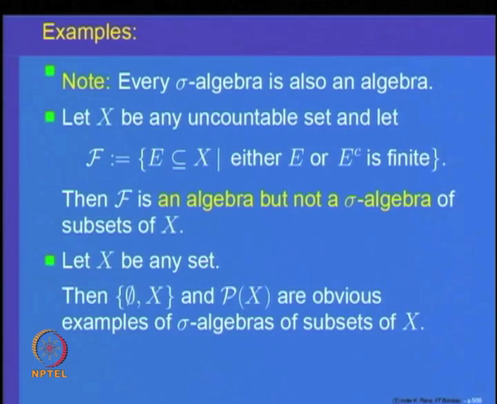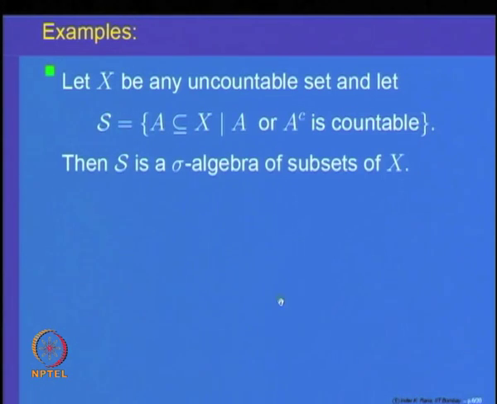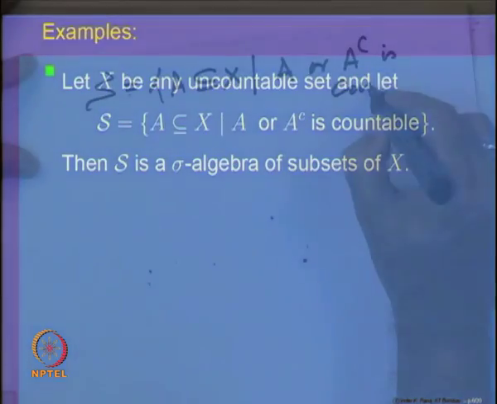Let us look at some non-trivial examples of sigma algebras of subsets of X. Let us take X an uncountable set and let us take S to be all those subsets A of X such that A or A complement is countable, and the claim is S is an algebra of subsets of the set X. So, let us try to prove that this collection S is a sigma algebra of subsets of X. So, what is S? S is the collection of all those subsets A contained in X such that A or A complement is countable.